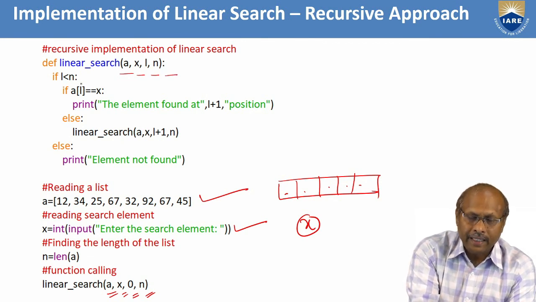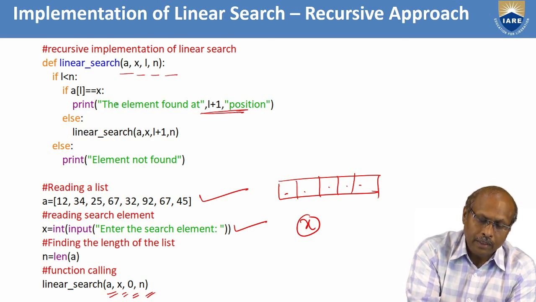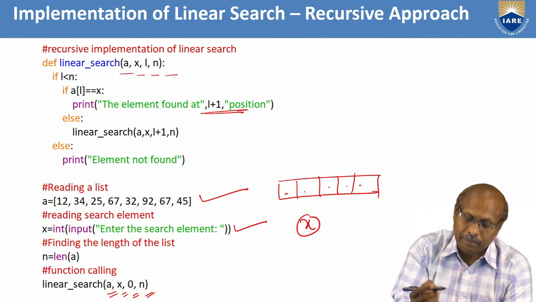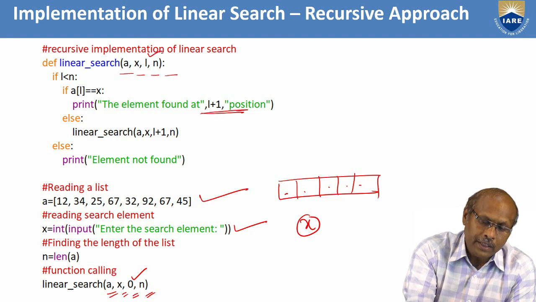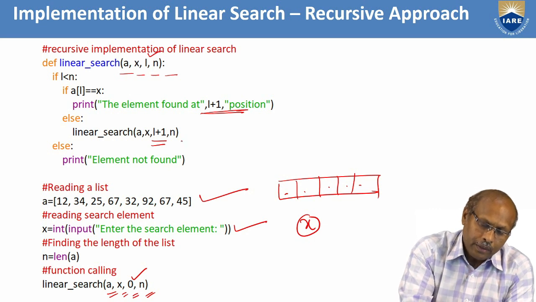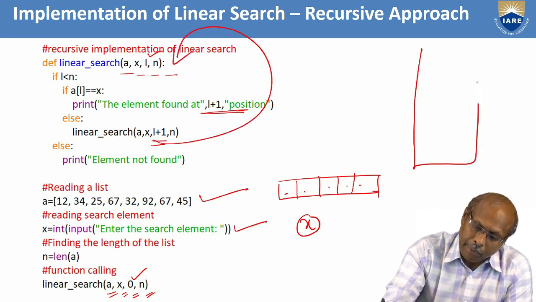If the index is less than n, and if a[i] equals x, data found, then return. Else, if it is not equal, it has to call again and go to the next location. Earlier I passed 0. L was 0, meaning index was 0. Now if it is not found, it has to go to the next location. That's why I plus 1. So this is calling again, because internally it will be maintaining a stack.